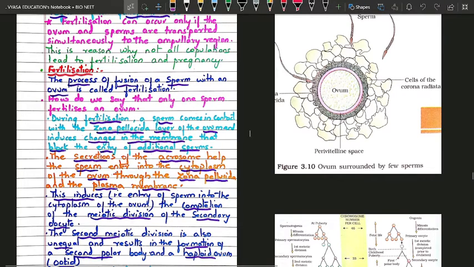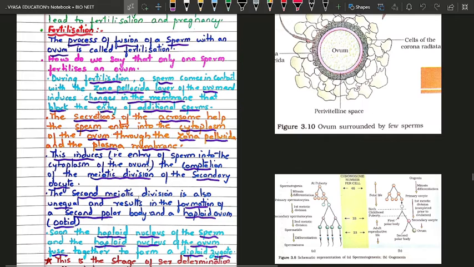The secretion of the acrosome helps the sperm. We saw the acrosome, the cap-like structure, isn't it? It helps the sperm enter into the cytoplasm of the ovum through the zona pellucida and the plasma membrane. This induces the entry of the sperm into the cytoplasm of the ovum, and it completes the meiotic division of the secondary oocyte.